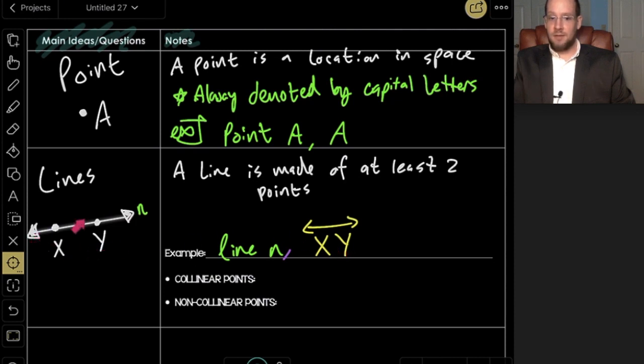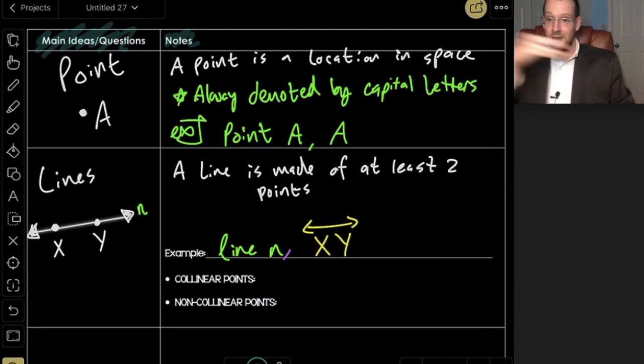So notice over here, we have the line made up of points x and y. And this is what that says. This is the line that's made up of points x and y. This notation is the verbal equivalent of saying the line that is made up of points x and y. So whenever you see this notation, it means this figure.